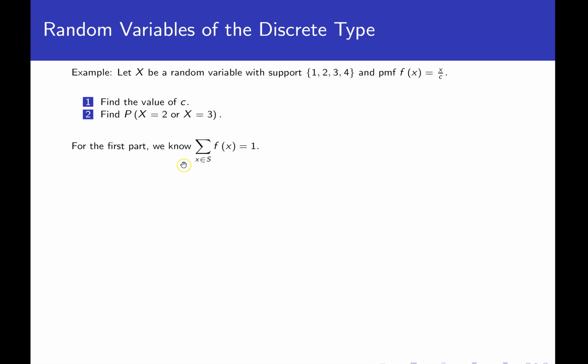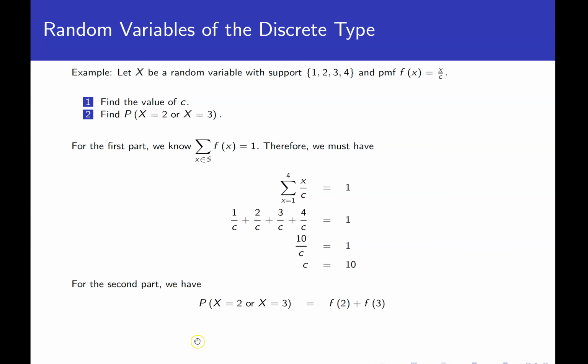From that second property that we talked about on the previous slide, we know that if I add up the PMF over all the possible things in the support, I have to get 1. So this gives me an equation to solve. I know that the sum from x equals 1 to 4, because those are my possibilities in my support here, of x over c has to be 1. Now, just plugging in the various values of x and simplifying, we get 10 over c has to be 1. So that tells us that c has to be 10.